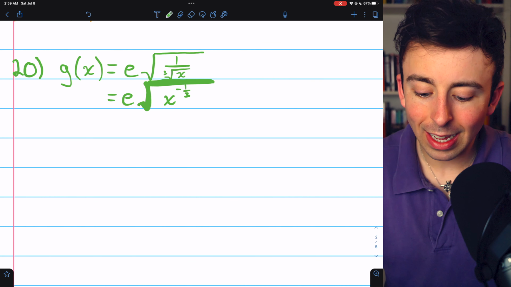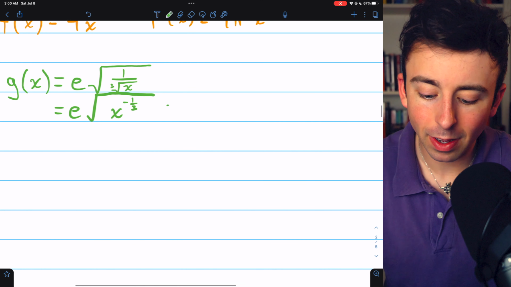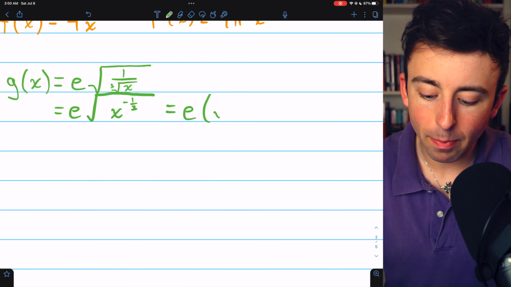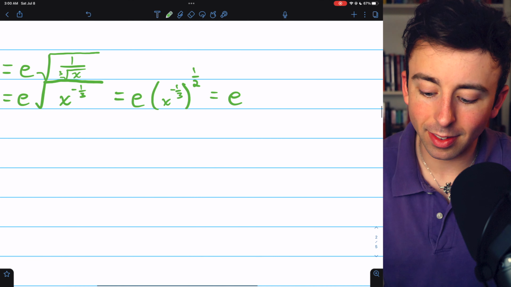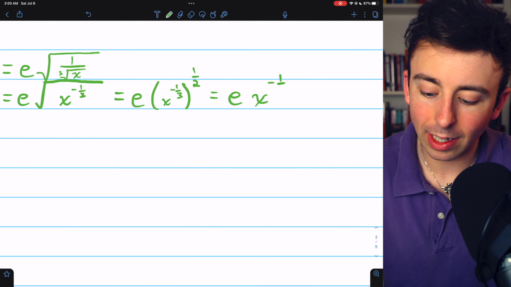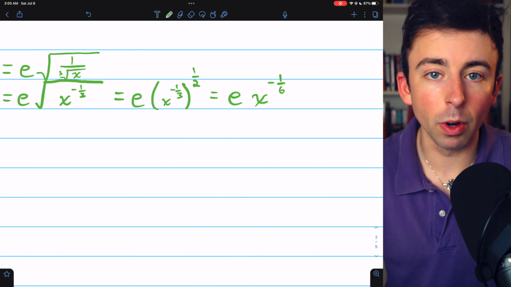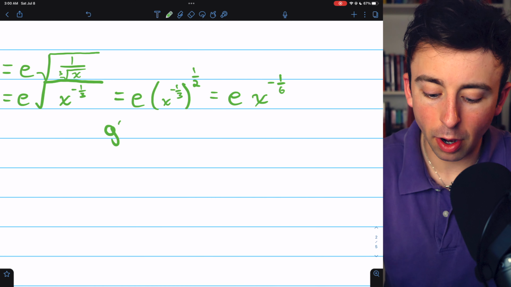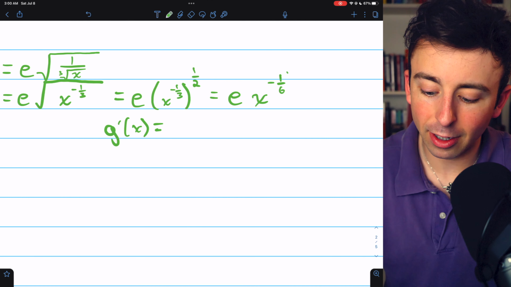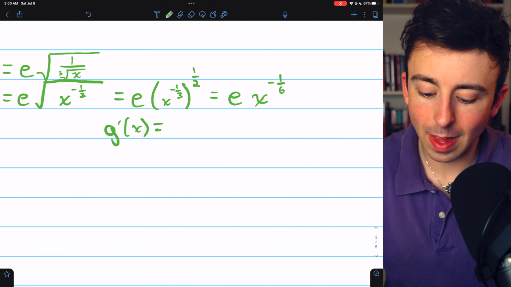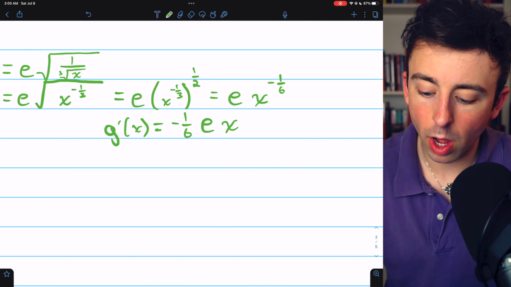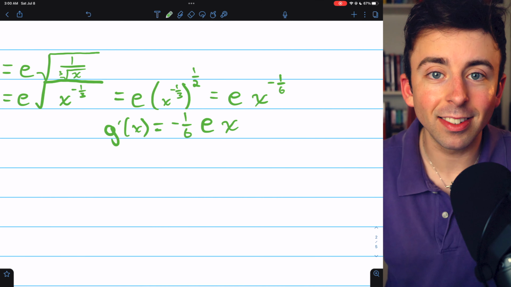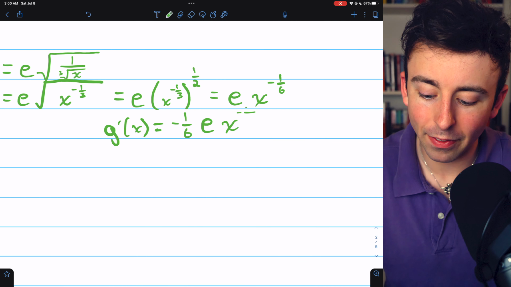Now, the square root is the same as a power of 1/2. So this is e multiplied by x to the power of negative third to the power of 1/2. Multiply those exponents together. This is e times x to the power of negative 1/6, and now we can take the derivative using the power rule. So what is g prime of x? Well, we've got to bring this exponent down as a factor, so negative 1/6 times e, and then reduce the exponent by 1. Negative 1/6 minus 6/6 is negative 7/6.